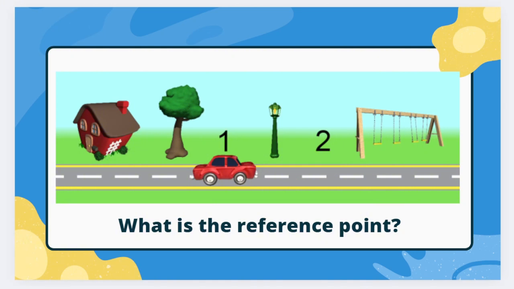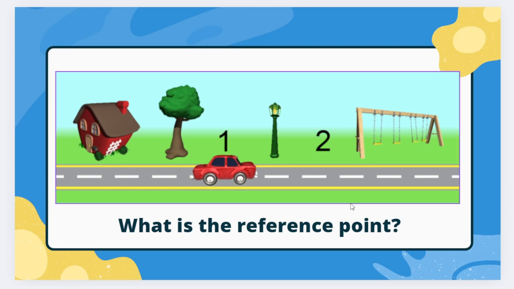Whenever we are discussing motion, we need to identify the reference point. So halimbawa, sinabi natin, the car has a distance of 5 meters. Is that measured from the tree? Is that measured from the house? Or baka naman measured siya from the lamppost. Pwede rin sa swing. So we have to be able to identify the reference point for us to be able to better identify or describe the motion of the object, or in this case, the car.